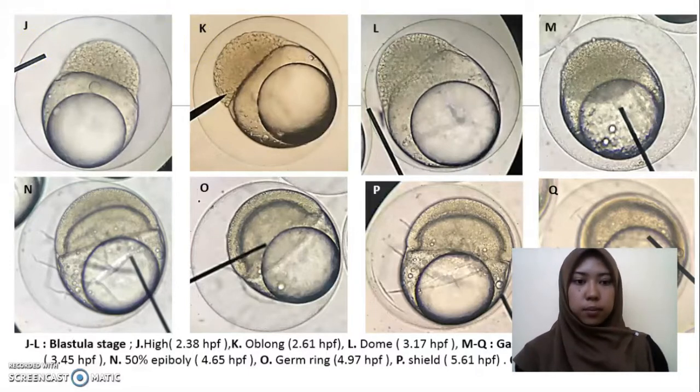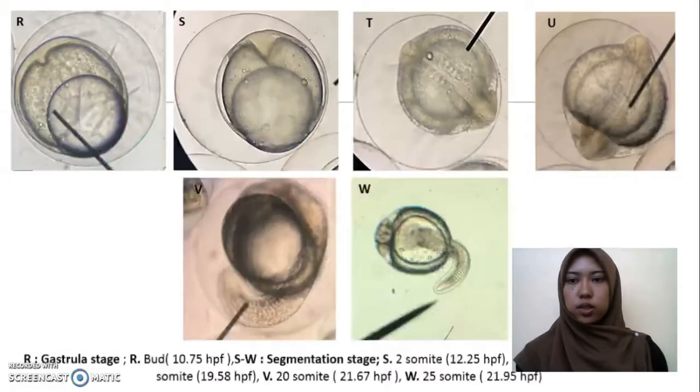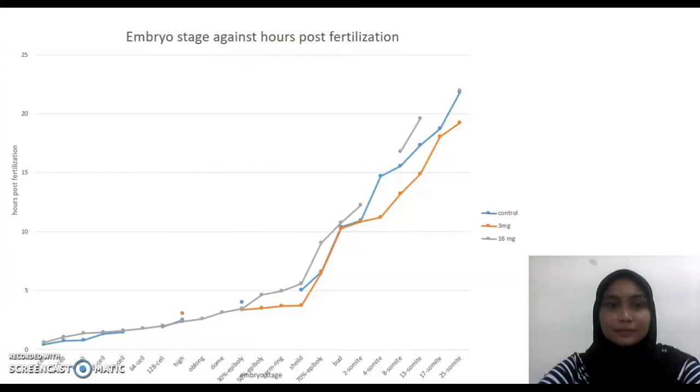One of the longest times the cells took to change stage was 30% epiboly turning into 50% epiboly, which took hours, and also from shield changing stages to 70% epiboly also took hours, which was the longest time taken for it to change its stage. And the last stage recorded, which is the 25 somite stage.